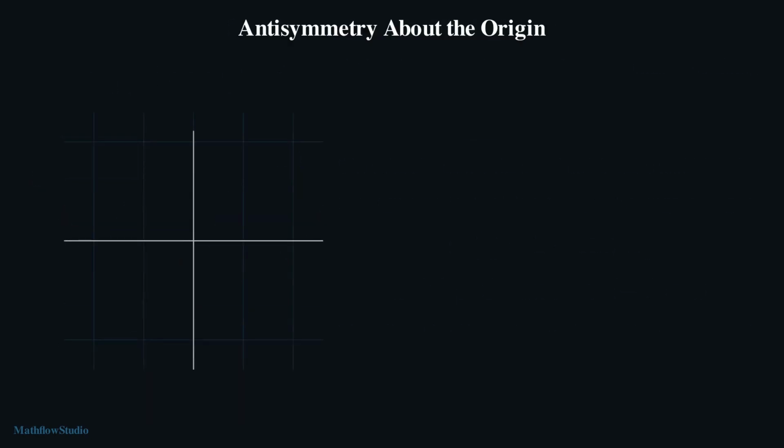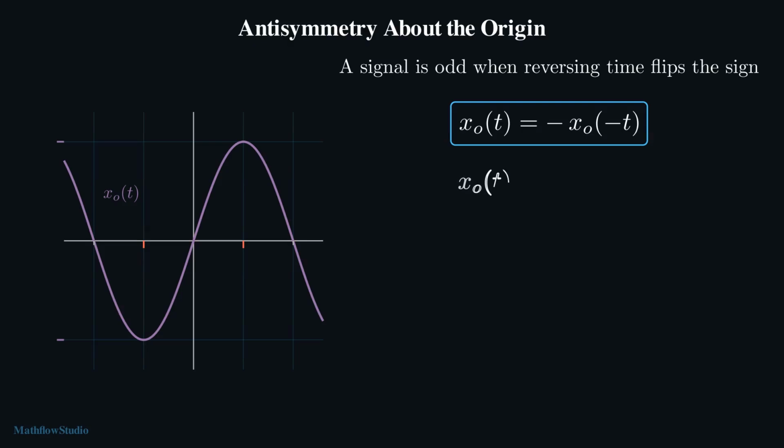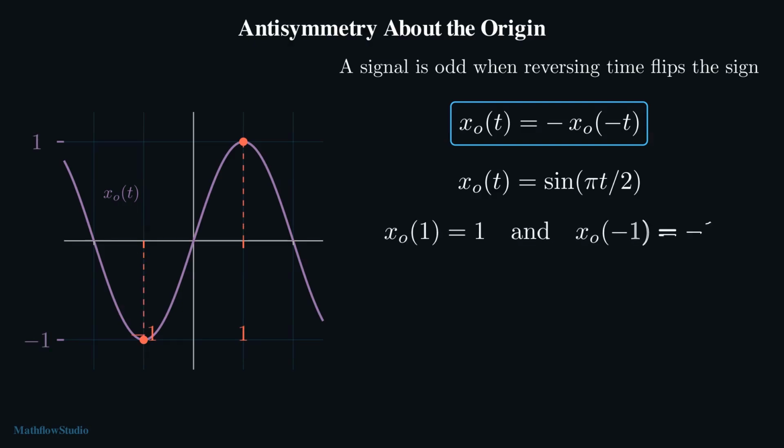The second condition asks for a change of sign instead of no change at all. A signal is odd when reversing time flips the sign of every value. The drawn signal is a sine wave whose whole cycle takes 4 units of time. At the instant 1, the value is 1, and at the reversed instant, the value is -1.